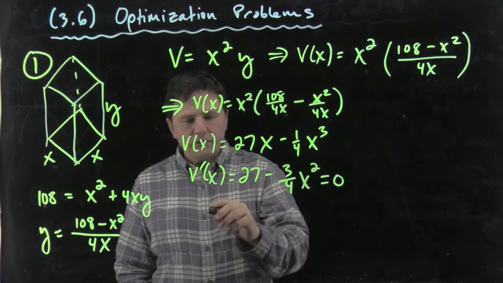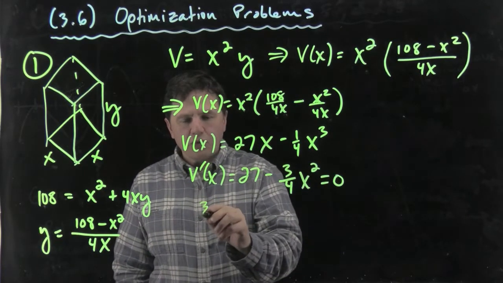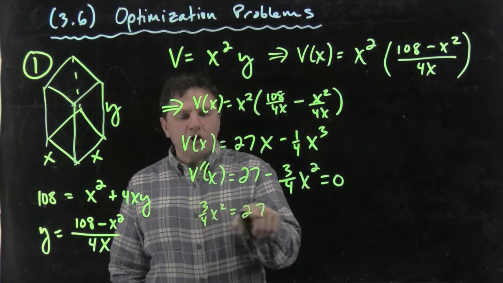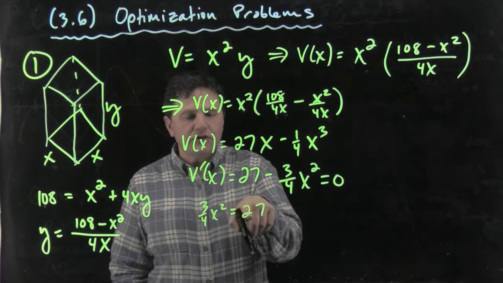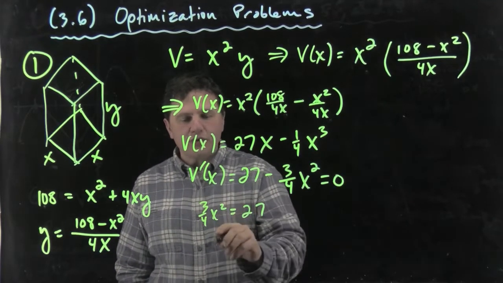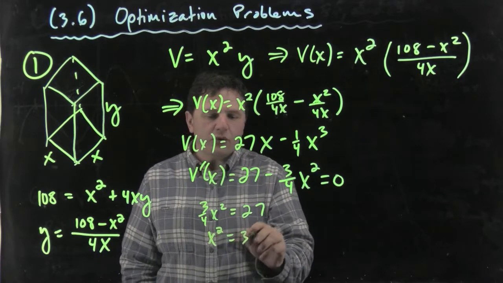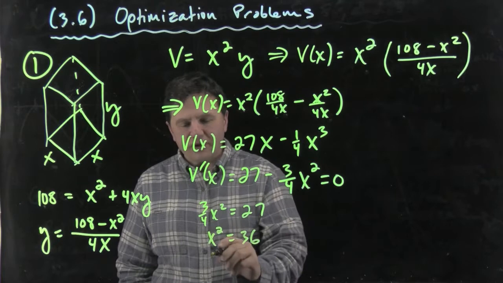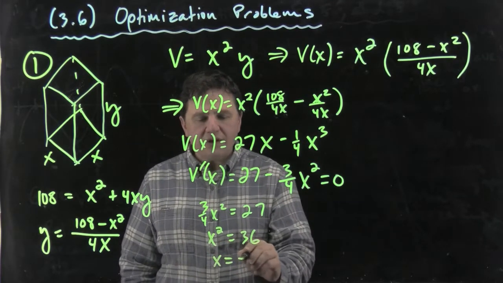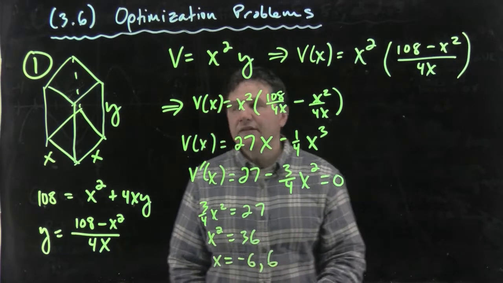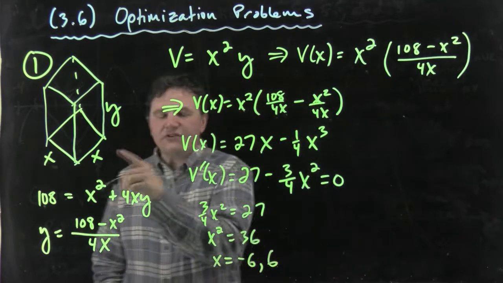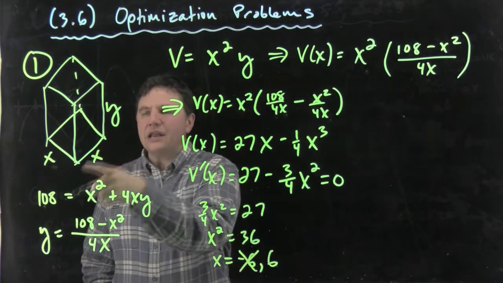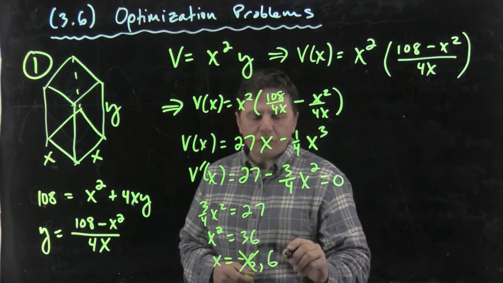Put 27 over there. So we're going to get 3/4 x squared is equal to 27. Now, I'm going to multiply by 4/3. It's going to be easier to divide by 3 first, so that'll be 9 times 4, that's 36. So I get x squared is equal to 36. So whenever I take the square root of both sides to solve, I do have to consider the negative or positive. So I'm going to have -6 and +6. What I have to realize in this situation, the negative doesn't make any sense. We're not going to have a -6 dimension here, so this will be 6 inches.